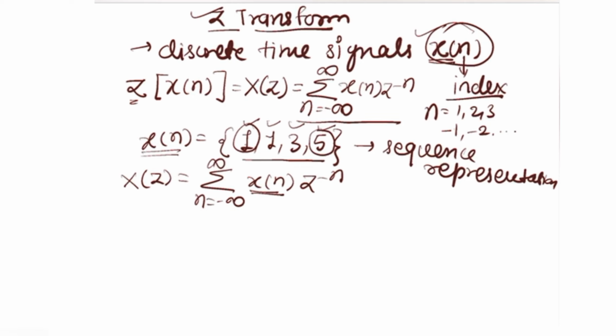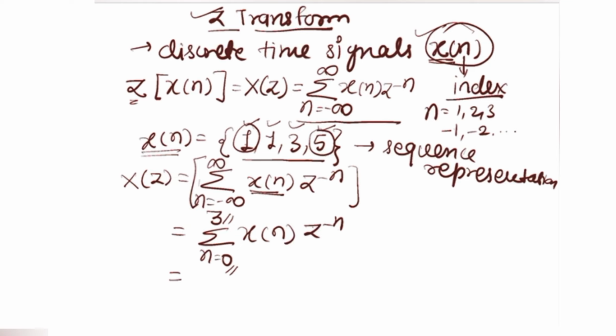So now, in this formula, the summation ranges from n equals 0 to 3, because our discrete time signal is existing from 0 to 3. The time duration is from 0 to 3. So now the formula will become summation of x[n] z to the power minus n, with the summation ranging from 0 to 3. Now we will expand this summation.